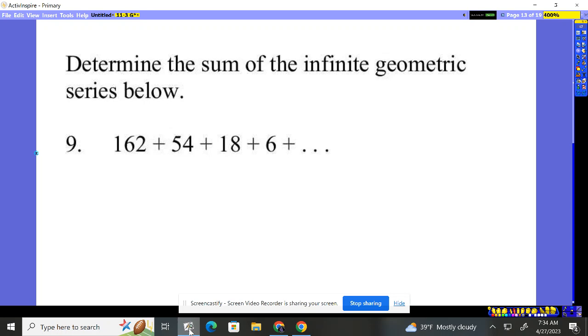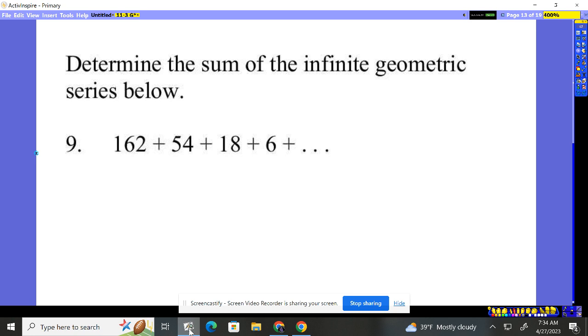Number 9, we want to add all these numbers up all the way to infinity. We want to just keep adding them, adding them, adding them, and we can do that because notice it's getting smaller and smaller and smaller. Your common ratio of what you're going down by is getting smaller. You're multiplying by something less than 1, some fraction we're multiplying by here. And let's figure it out.